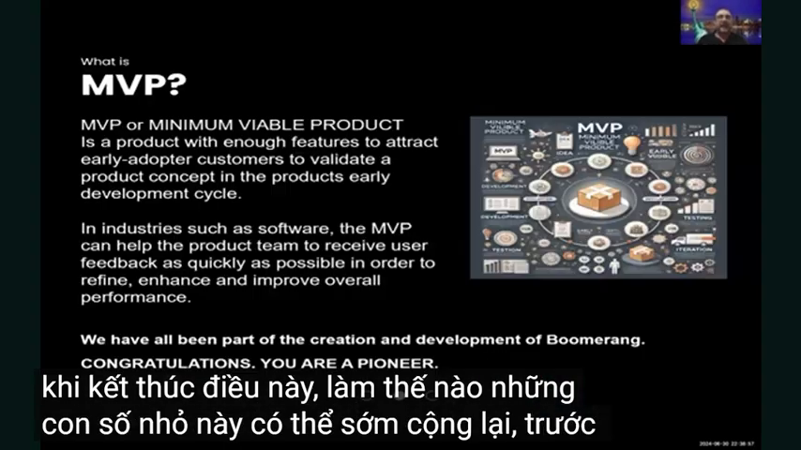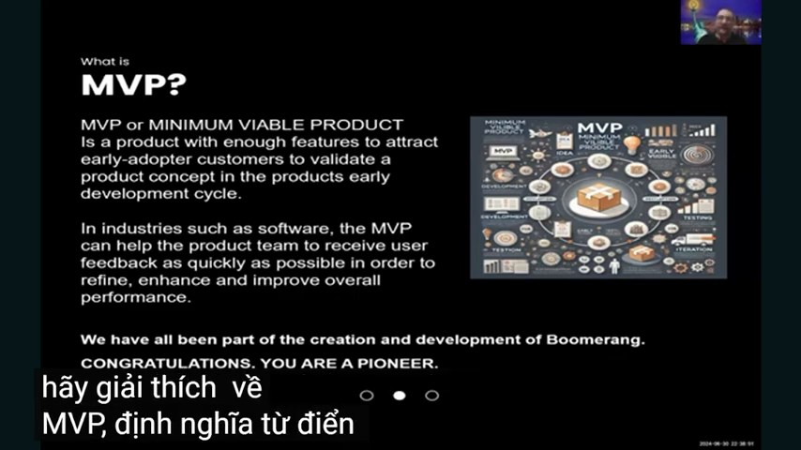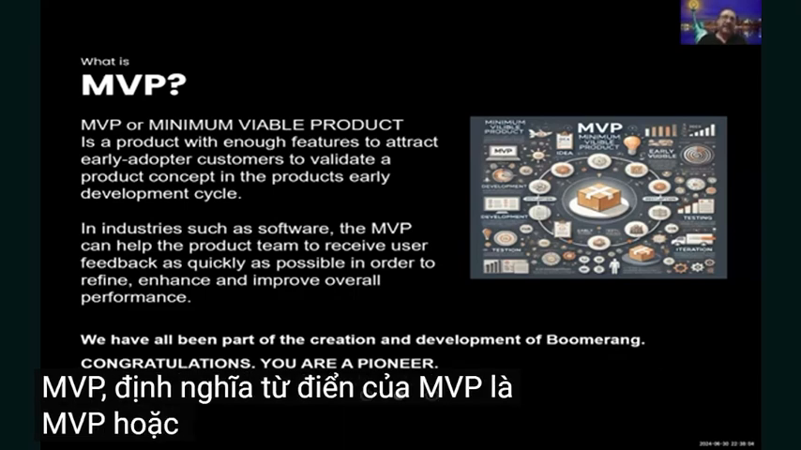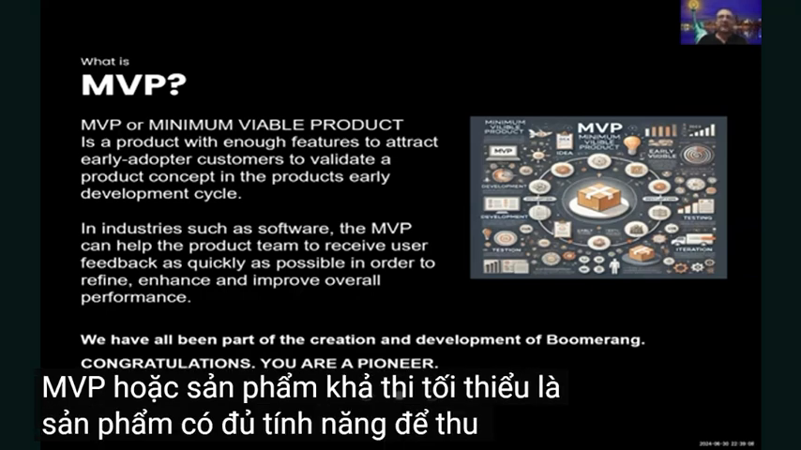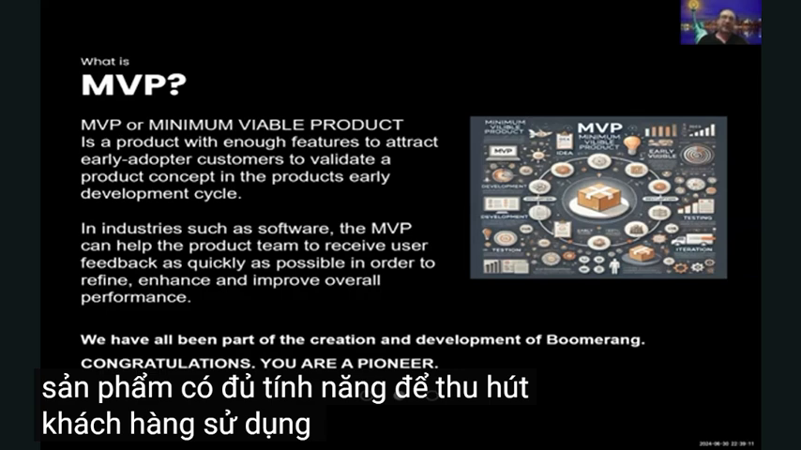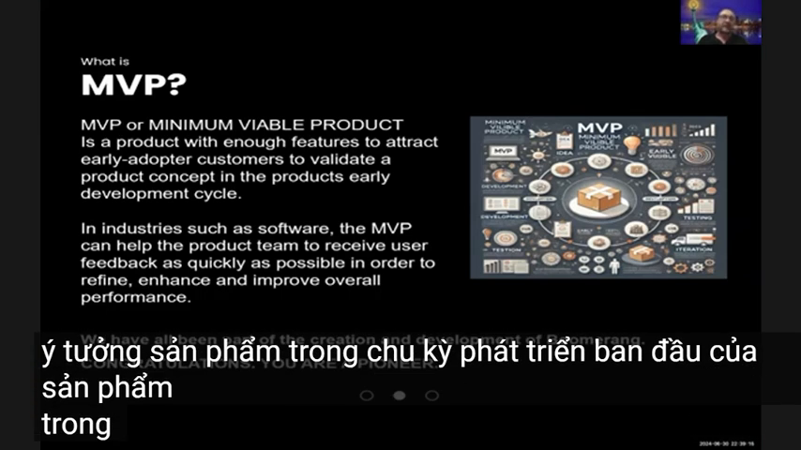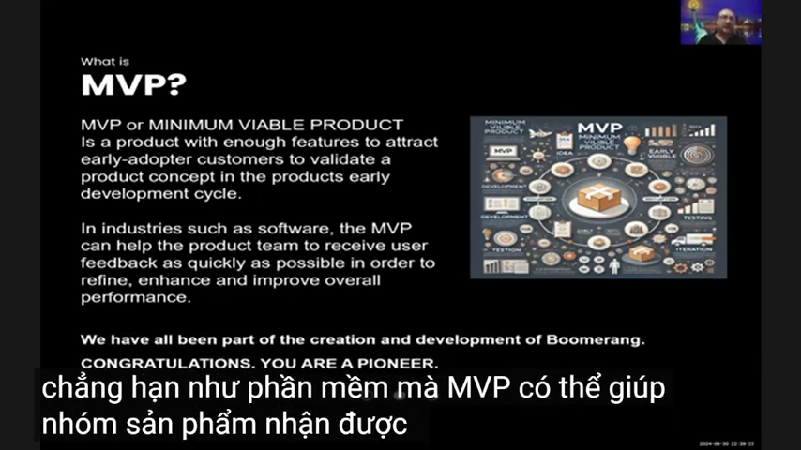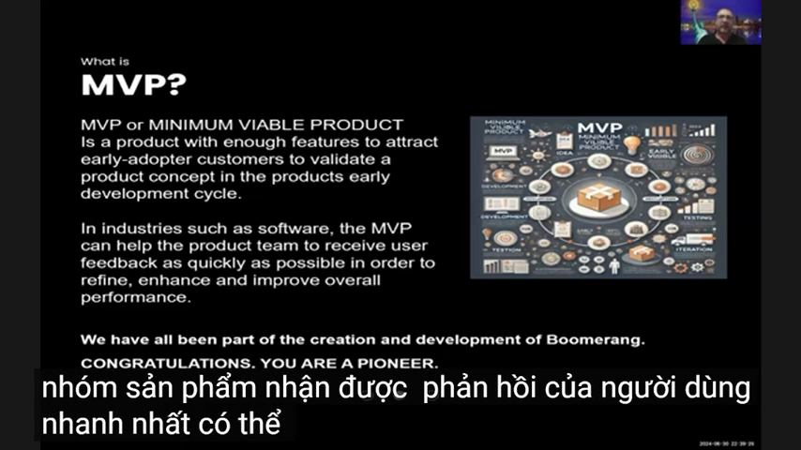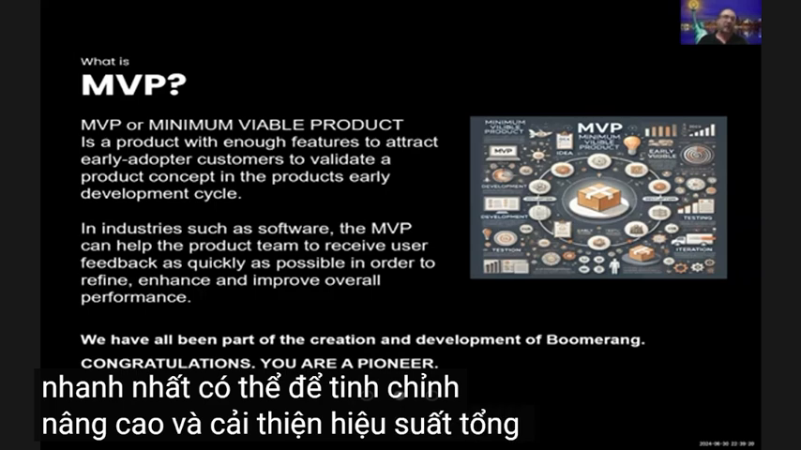Now, firstly, let's explain about MVP. The dictionary definition of MVP is: MVP, or minimum viable product, is a product with enough features to attract early adopter customers to validate a product concept in the product's early development cycle. In industries such as software, the MVP can help the product team to receive user feedback as quickly as possible in order to refine, enhance, and improve overall performance.